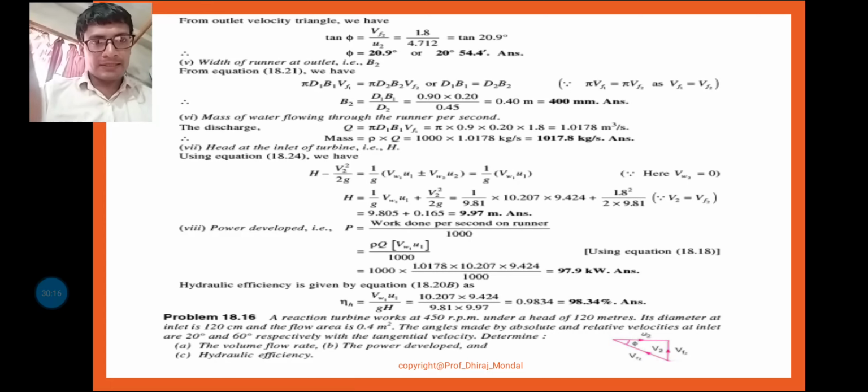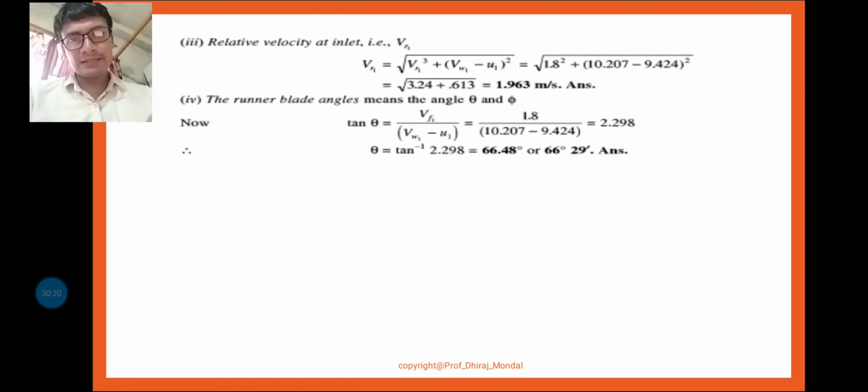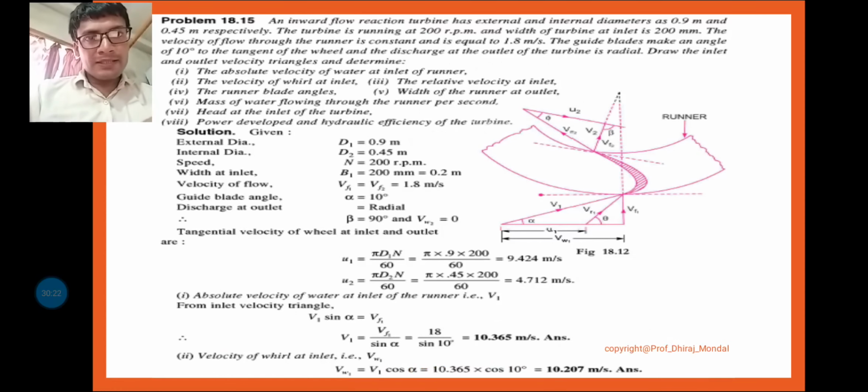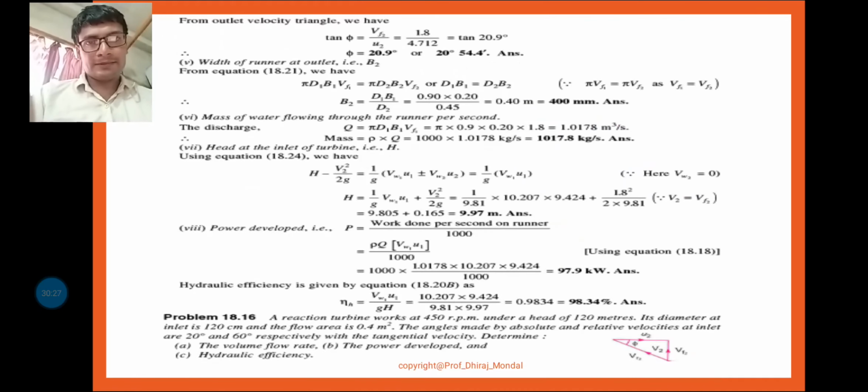And question number 6. Let us solve question number 6. Again, see question number 6. Mass of water flowing through the runner per second, that is your mass flow rate. So mass flow rate I have to calculate. So discharge, you know, pi d1 v1 into vf1. You know that all the values. So what is discharge? 1.0178 meter cube per second.